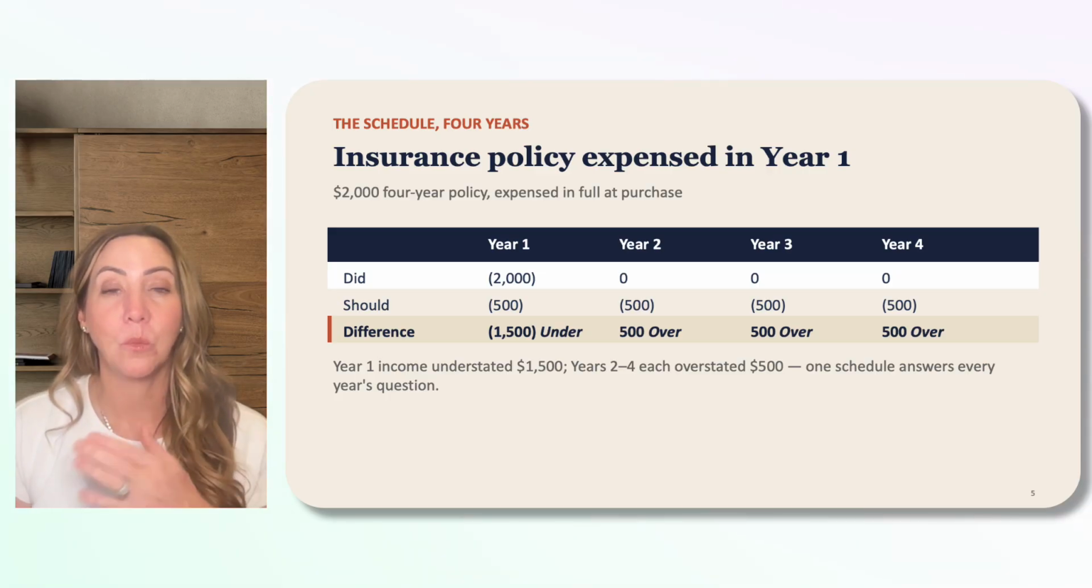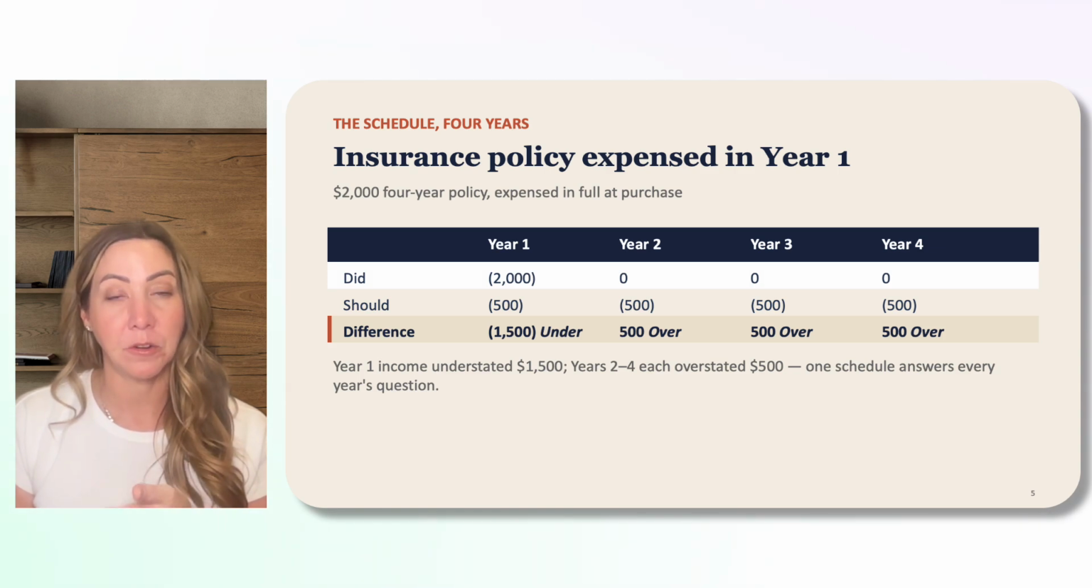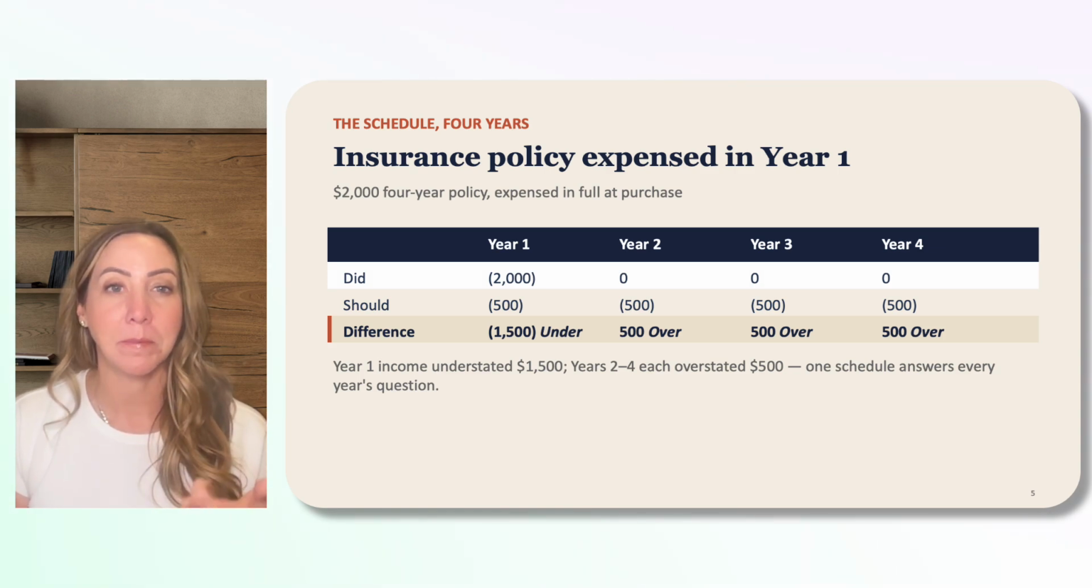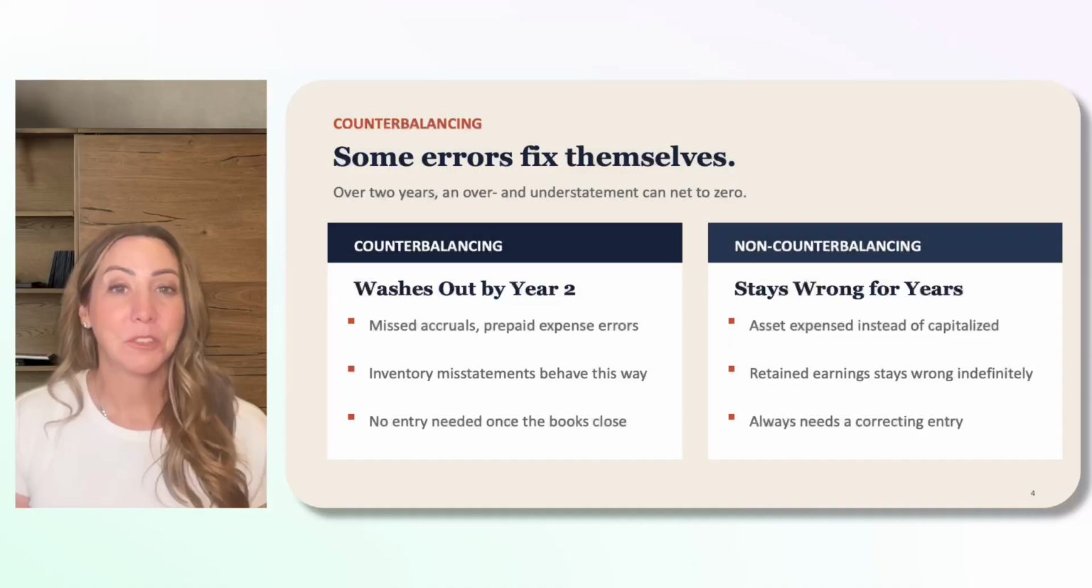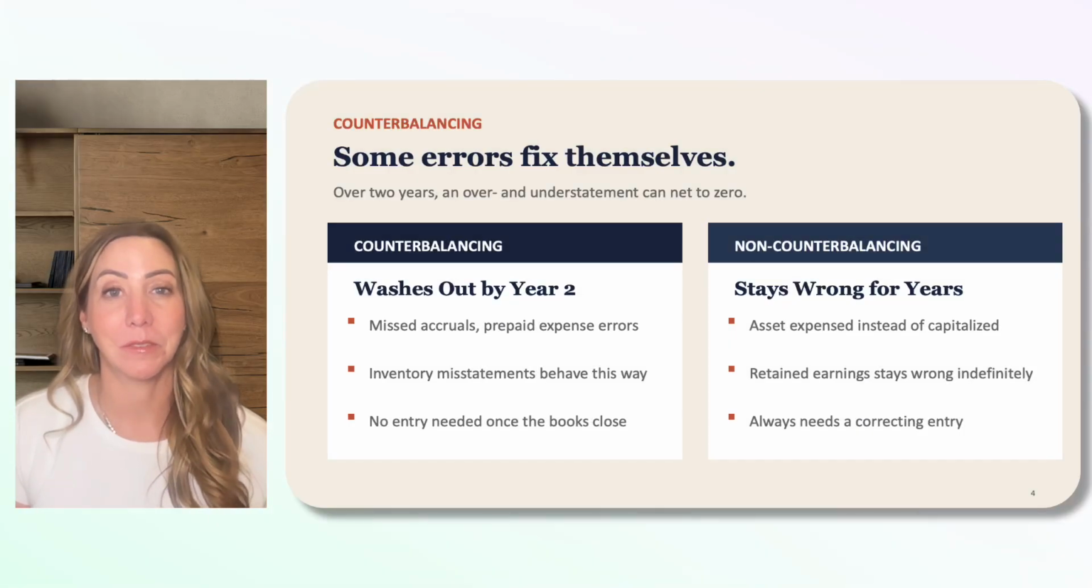Notice something else. What happened across the 4 years combined? Income was understated by $1,500 in the first year, but then overstated by $500 for 3 years. By the end of year 4, retained earnings is exactly right again. The error washes out over the 4 years. So if errors wash out over time, then most honest errors fix themselves eventually.